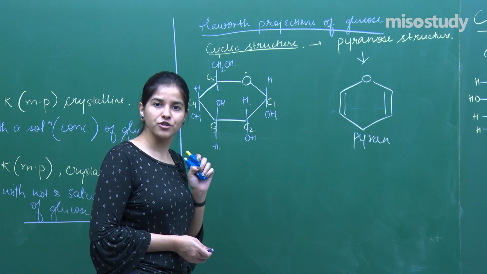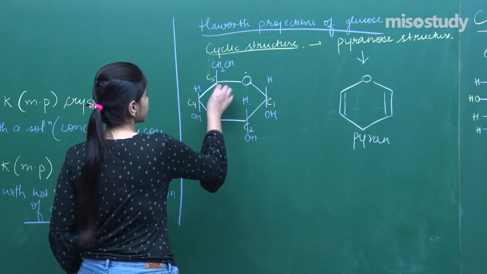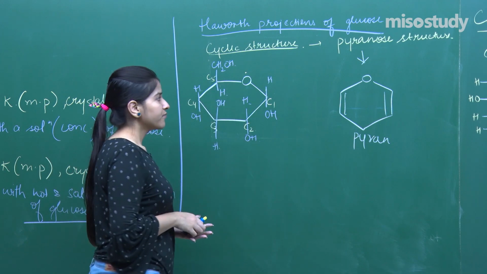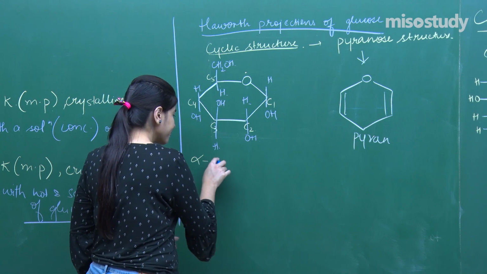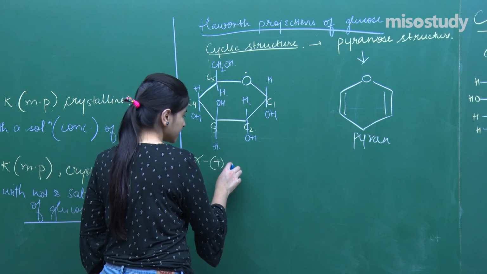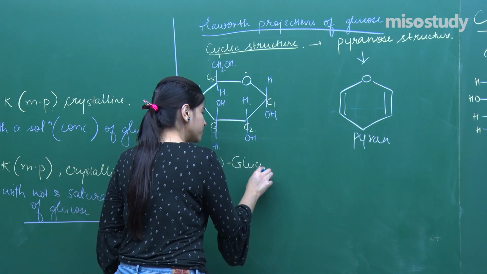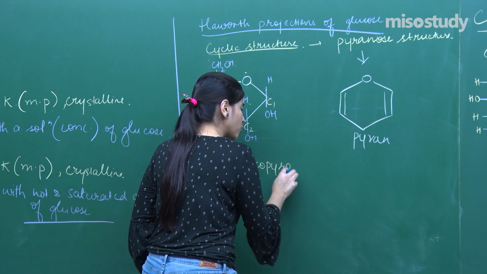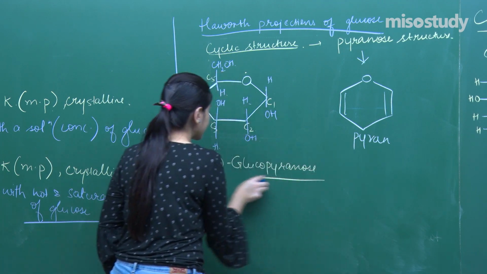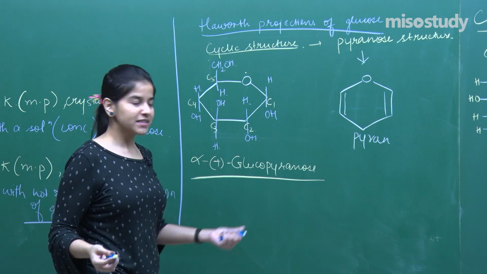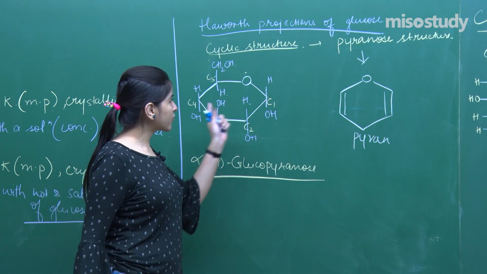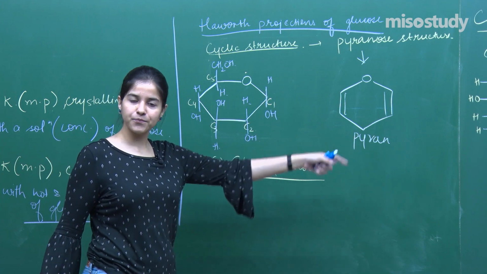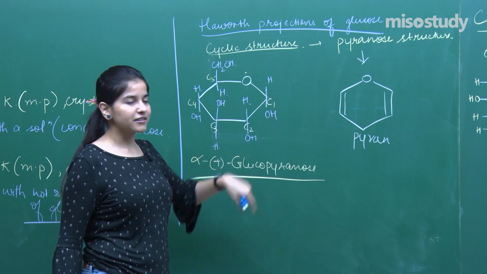That was the Fischer projection that I had taken. So it's this. And what is this? It is the alpha plus glucopyranose, right? Now the name becomes not glucose but glucopyranose. I hope everybody's got it because it is somewhat related to the pyran structure. Clear?